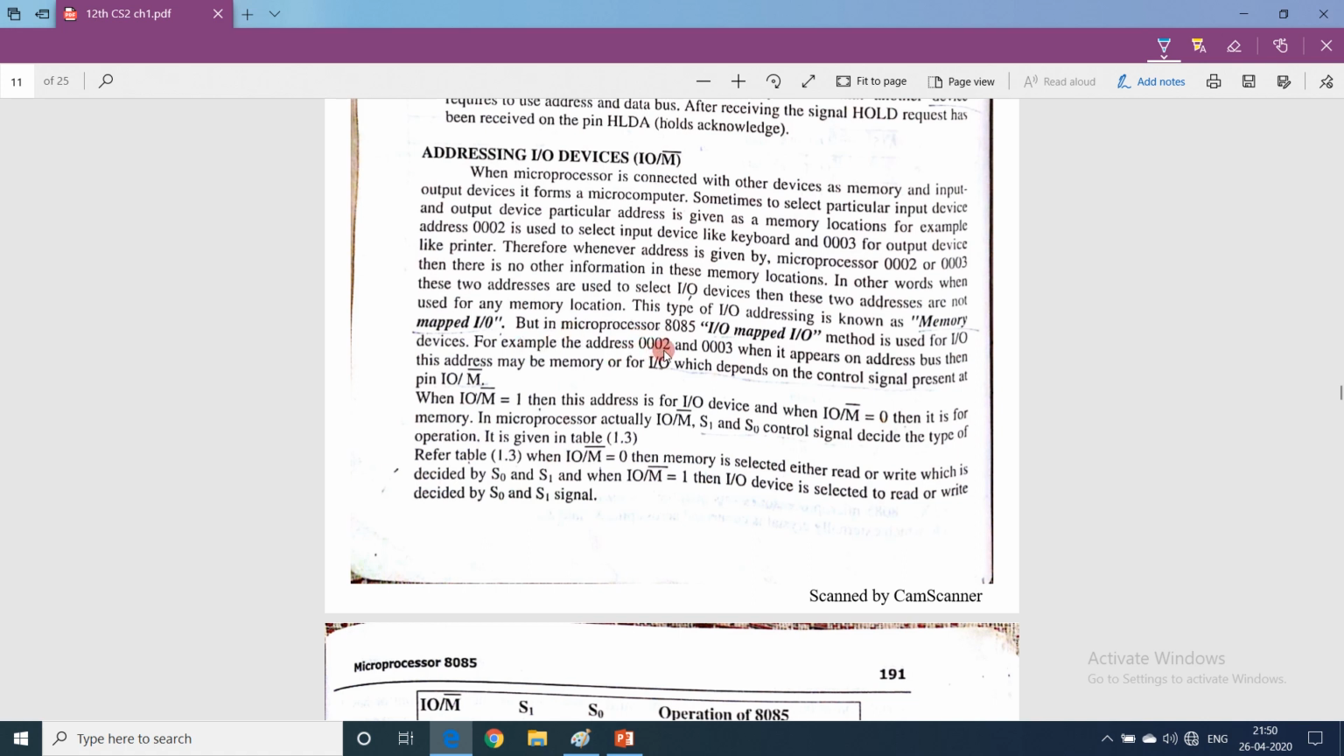When the address 0002 or 0003 appears on the address bus, this address may be for memory or for an input output device, which depends on the control signal present at the IO/M bar pin. The control signal present at pin IO/M bar determines whether this address is for some input or output device, or for storing data. Bar represents an active low pin.